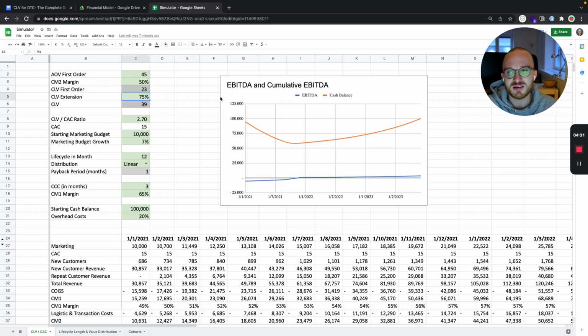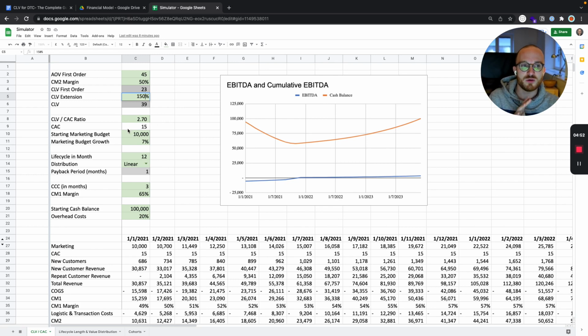But now if I just make some small changes to a few variables, that becomes significantly different. So let's say that I don't just generate 75% or another 75% extra CLV after the first order, but I double that to 150%, which obviously, because the CAC is derived by the CLV to CAC ratio, which I won't change, will increase my CAC.